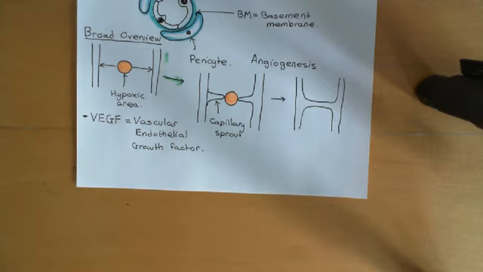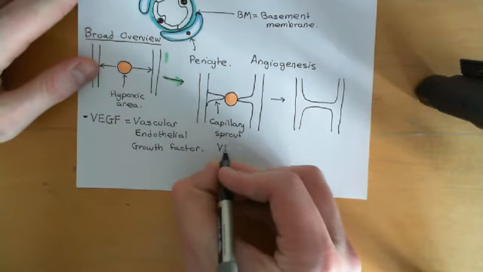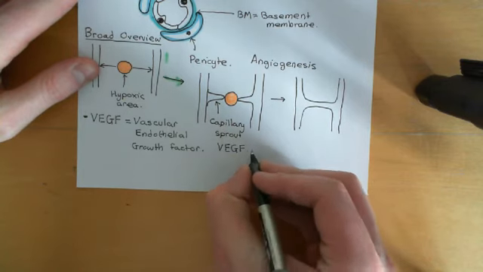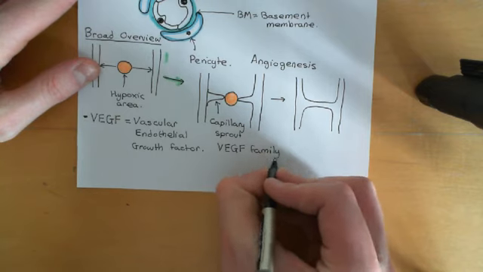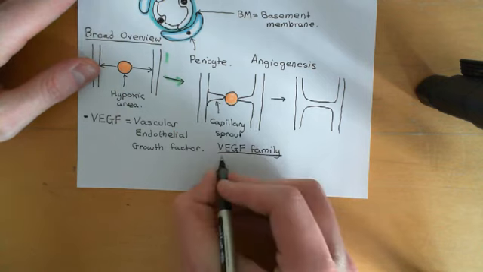Okay, so we need to discuss all of this nomenclature so that we're all clear with what I mean when I say vascular endothelial growth factor. So really, there is a family of proteins which are called the vascular endothelial growth factor family. In this family, there are 5 different proteins. So what are these 5 different proteins?